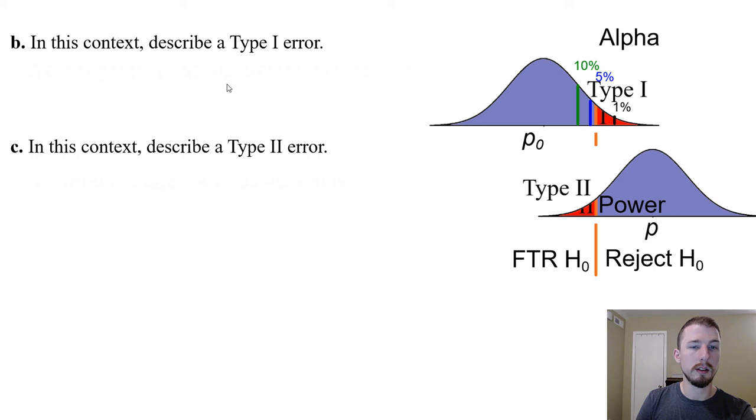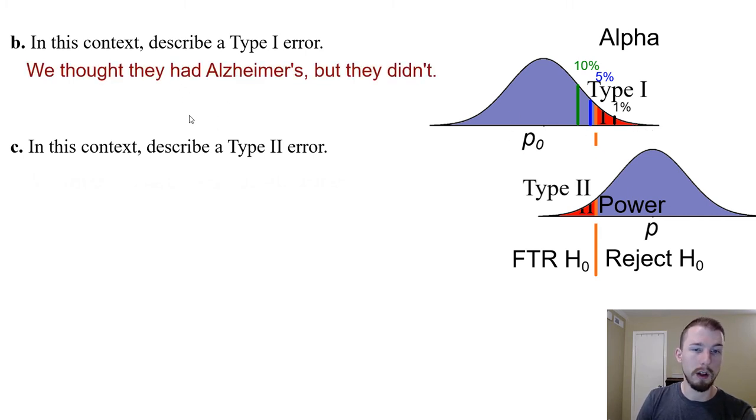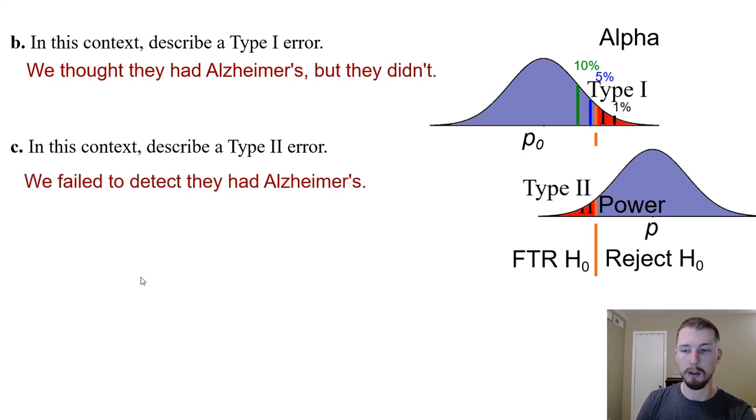All right, in this context, describe a type 1 error and a type 2. Well, I kind of just did that on the last one, but I'll say it again. A type 1 error would be a false positive, which is that we said they had Alzheimer's when they actually didn't. The type 2 error is failing to detect that they have Alzheimer's.